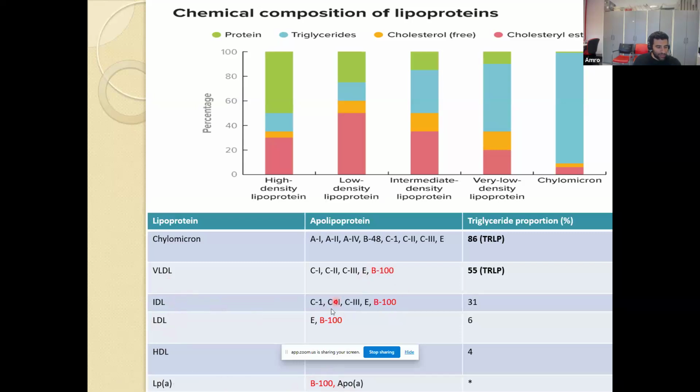And ApoB is the most superior marker of giving you an idea of the number of atherogenic particles you have in your blood. We often use LDL cholesterol, but ApoB is more superior. The reason we don't measure ApoB is because not many laboratories offer it. It's expensive, and we've got lots of data showing that LDL cholesterol is probably as good a surrogate marker.